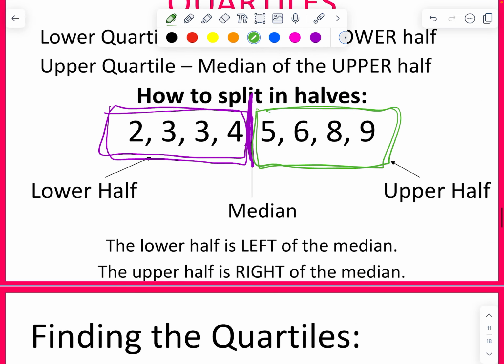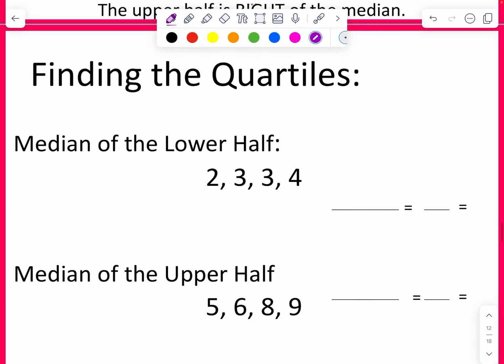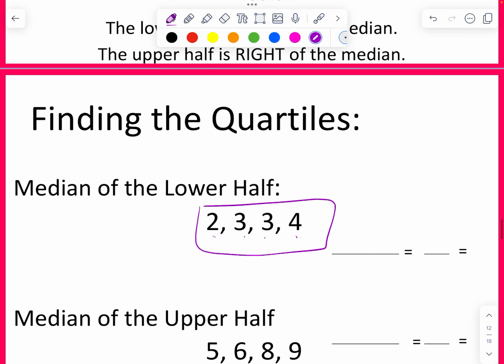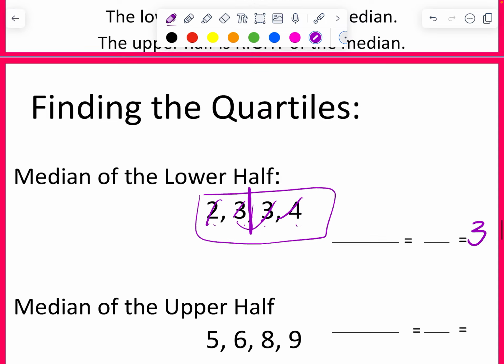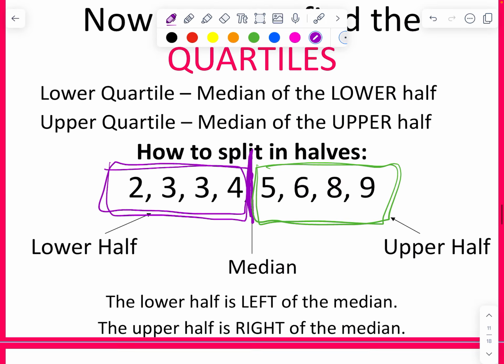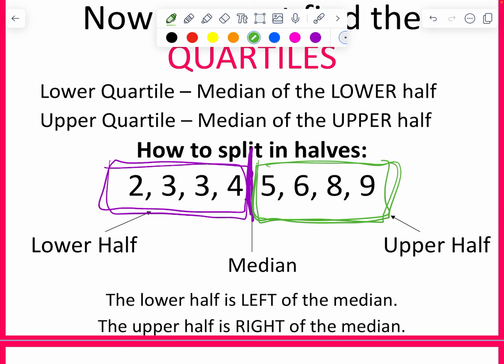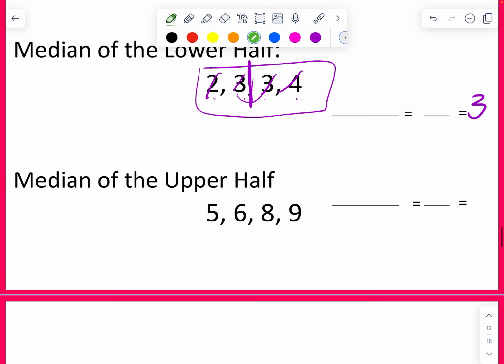So my lower half was 2, 3, 3, 4. So the median of that, cross out, cross out, right here. Well, what's in between 3 and 3? 3. Easy enough. 3 plus 3 divided by 2 is 3. The median of the upper half, so that was in green up here. My upper half was 5, 6, 8, and 9. So right in the middle of that is going to be a 7. 6 plus 8 divided by 2 gives me 7.